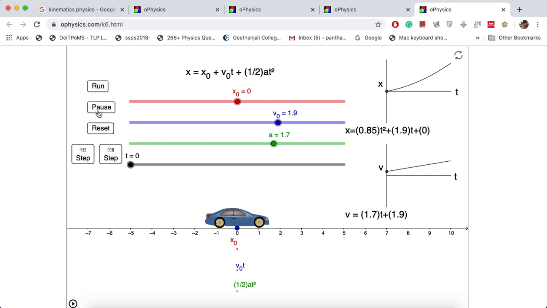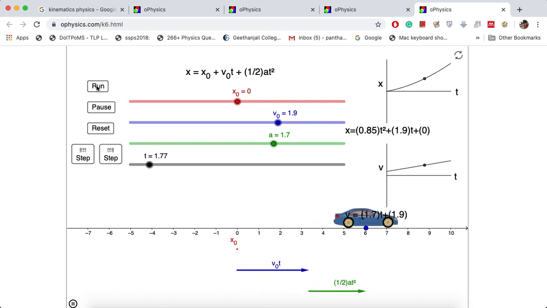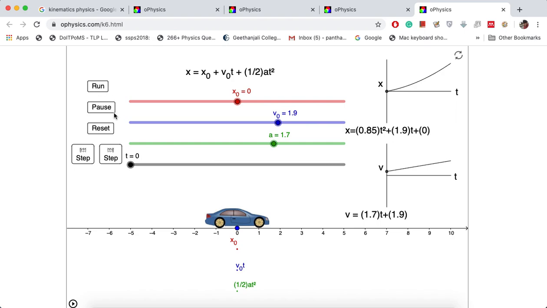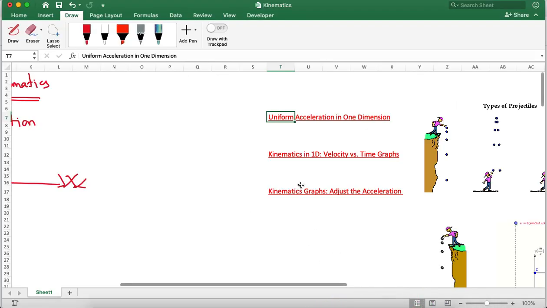Please try to understand how the velocity is varying with respect to time and how the distance is varying with respect to time. If you want this simulation, I will provide it in the description. You can click on the simulation, play with it yourself, and understand. Now I will show you the second simulation.